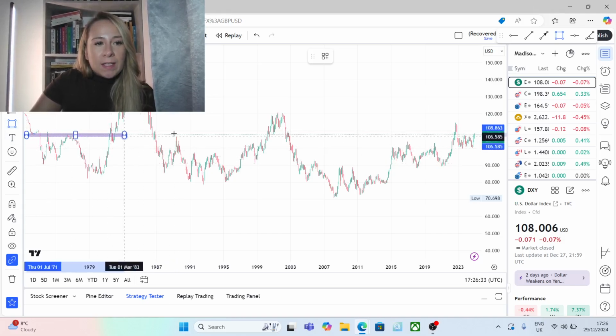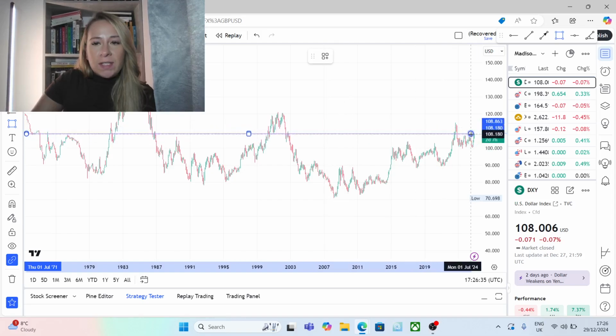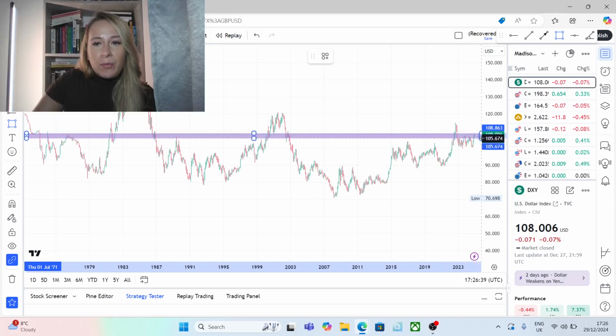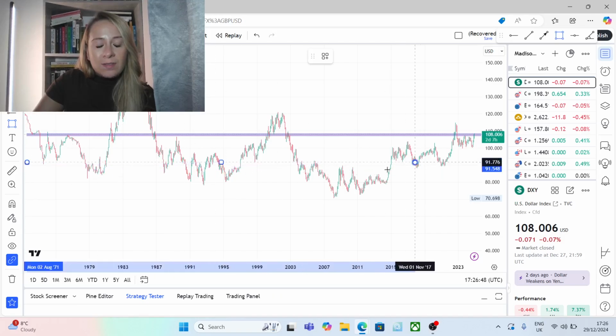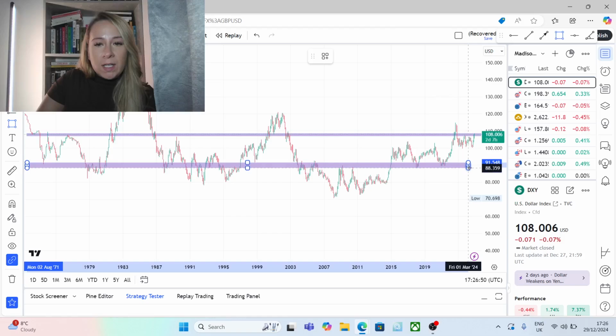So straight away, DXY, for those who don't know, this is basically just the dollar index. This is every dollar movement. So we've got a level there. And I'm not going to make this too long-winded, guys, because it shouldn't be that long-winded.